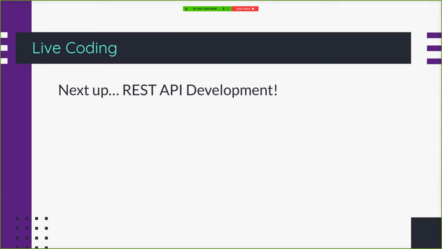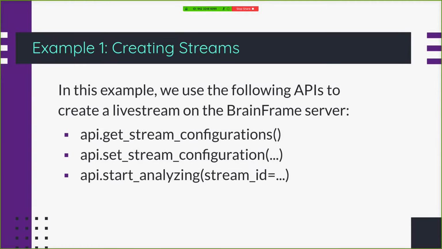And so the first demo I'm going to walk you through how to create video streams through the REST API. And so we're going to use 3 APIs mainly. We're going to use the get stream configurations API. We're going to use set stream configurations API. And we're going to tell BrainFrame to start analyzing that video.